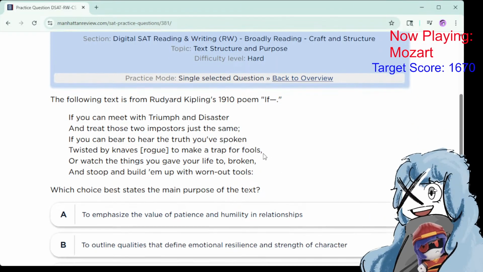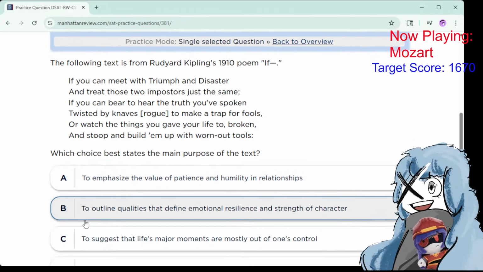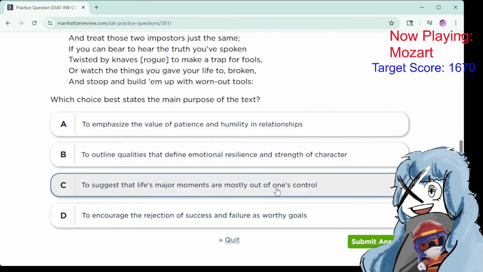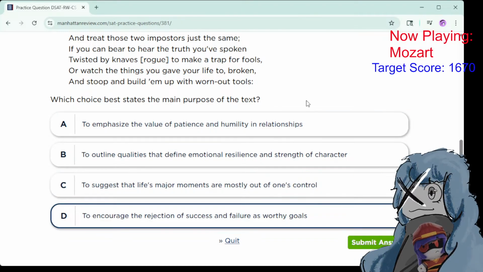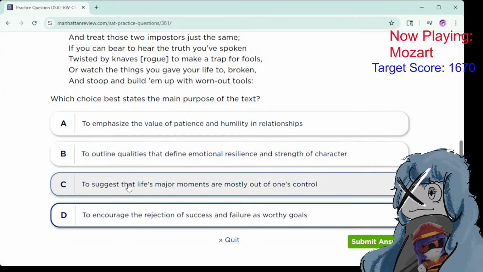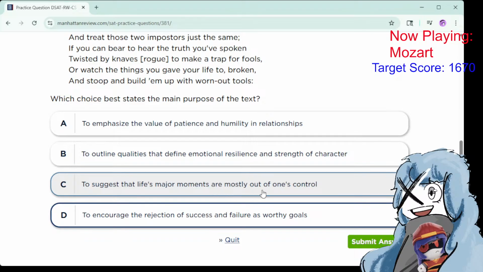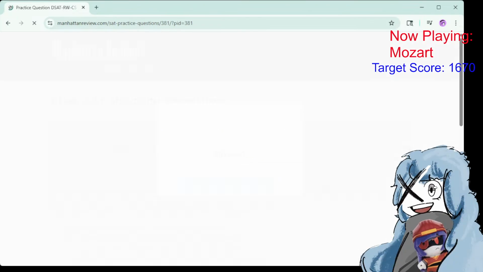Which represents the purpose of the text? A: emphasis on value and patient humility and intuition. No. B: to show life qualities that define emotional resilience. No. C: to suggest that life's major moments are mostly out of one's control. D: clear tradition of success and failure as worthy goals. This one's hard. It's not A and B, so C or D. To suggest that life's major moments were mostly out of one's control is not really it. That seems D. Most likely D.